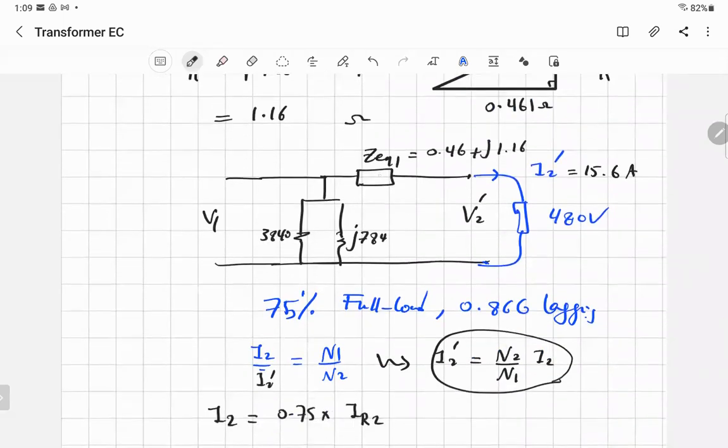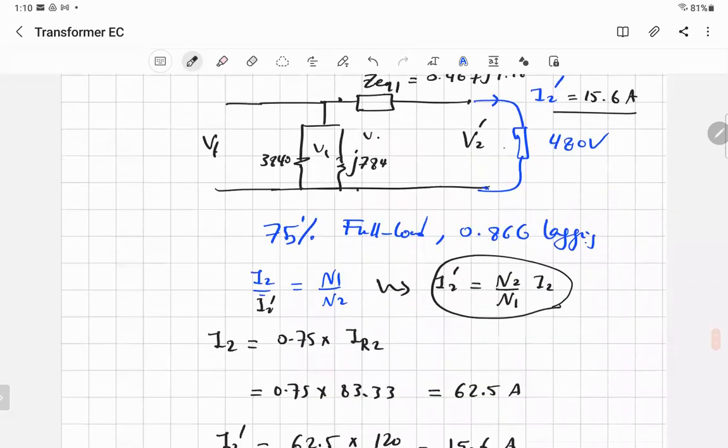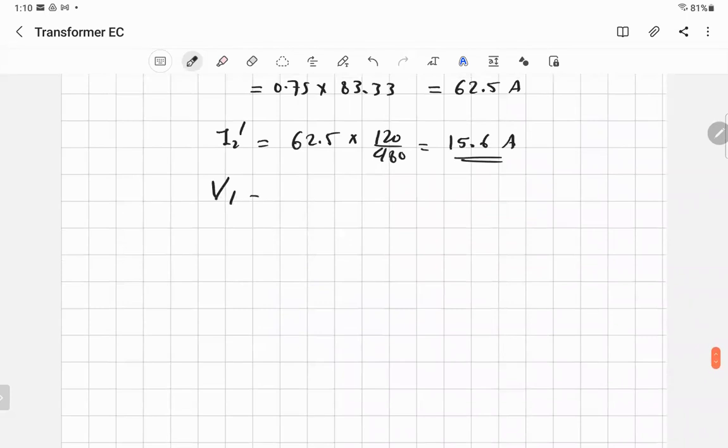You know the equivalent. You multiply this current by the equivalent, you get the voltage drop across the equivalent. So what's V1? V1 is equal to V2 dash plus the equivalent times I2 dash, the drop. It's parallel, because the voltage here is equal to the voltage here. From this point to that, it doesn't affect the voltage, right? So now we find V1. V1 is equal to V2 dash plus Z equivalent 1 times I2 dash.